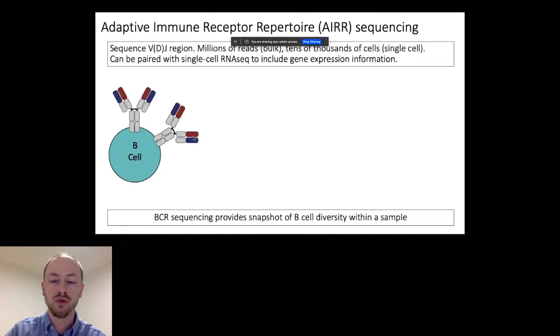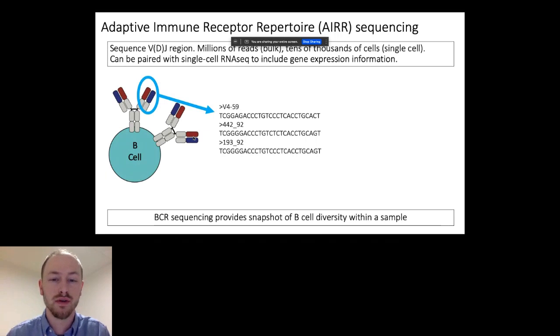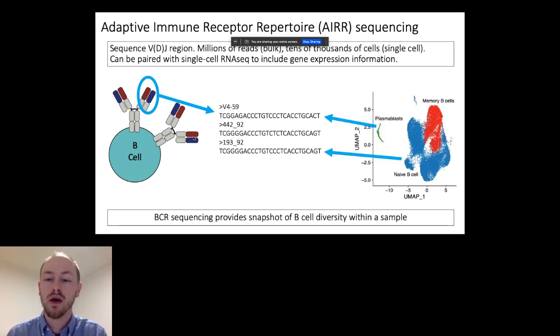One of the useful tools we have for understanding B cell populations is adaptive immune receptor repertoire sequencing. In this, we just sequence the VDJ region of the B cell receptor. This can give us millions of reads in bulk sequencing or tens of thousands of cells for single cell sequencing. In single cell data, this can be paired with RNA-seq to give us gene expression information, and basically gives us a way of taking a snapshot of B cell diversity within a sample.